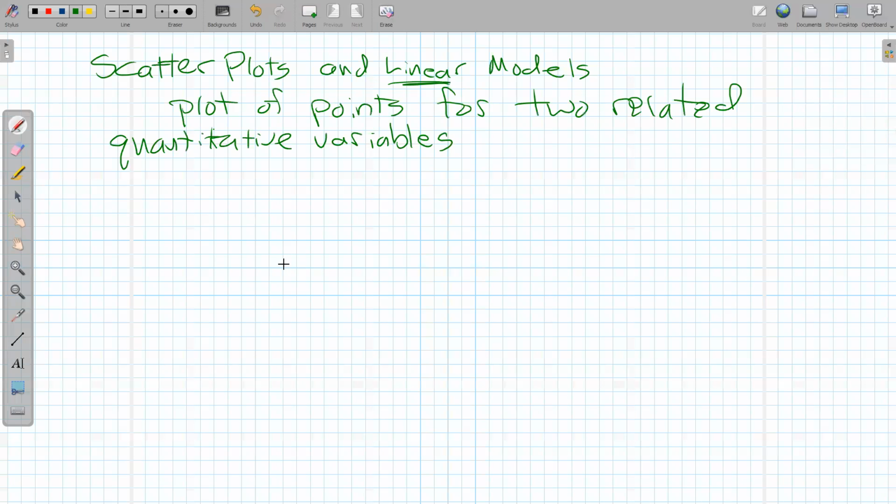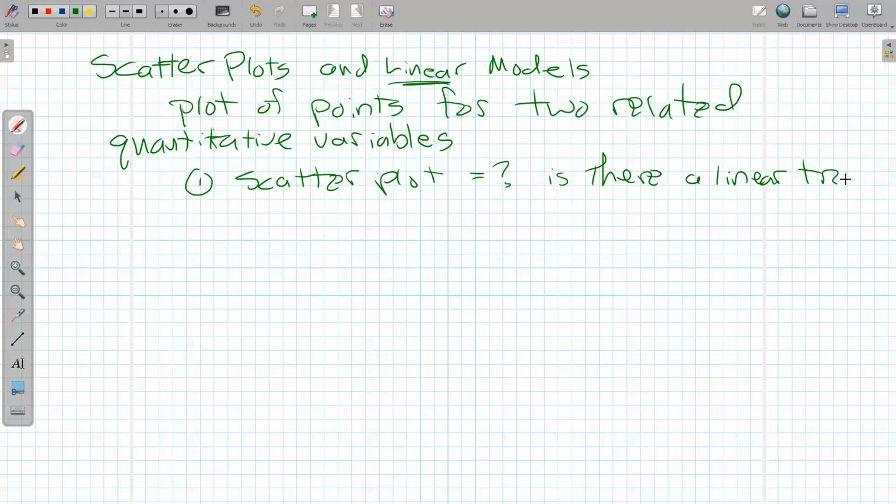And we're interested in linear models. So anytime we have a data set with two quantitative variables, the first thing we're going to do is make a scatter plot and ask ourselves, is there a linear trend? And words we've used synonymously with trend were association or relationship. So it's important to look at that.